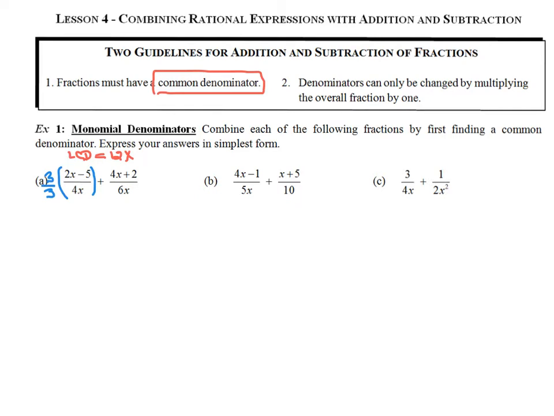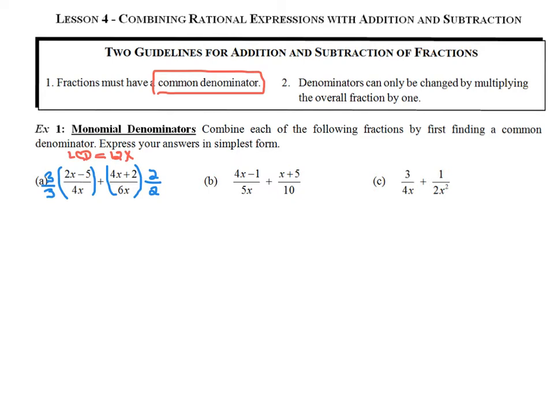I can only multiply the numerator and denominator by a fraction that has a value of 1. So 3 over 3 is equal to 1. In that way, I'm not going to be changing the value of my original fraction. Likewise, with the second fraction, I want my denominator to be a 12x, so I'm going to multiply the numerator and denominator both by 2. Again, notice that I'm multiplying by something that has a value of 1. So I'm not changing the value of my original fraction. I'm just changing the way that it looks so that I will have common denominators.